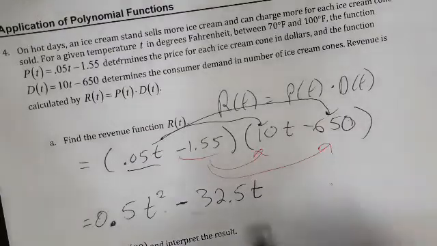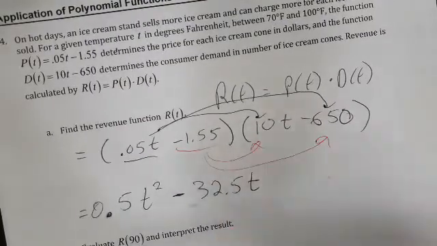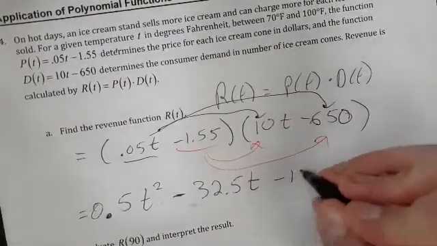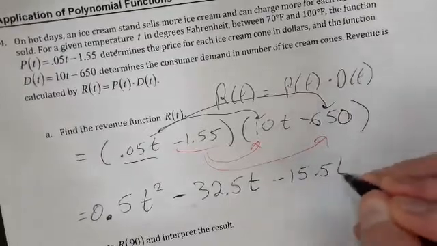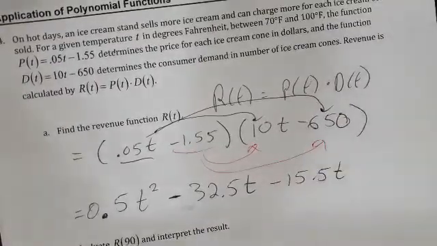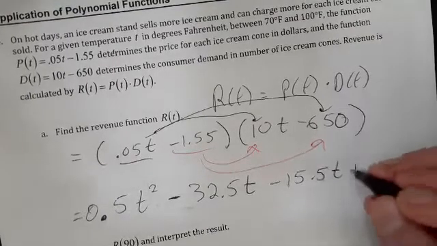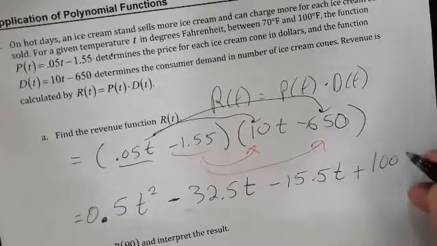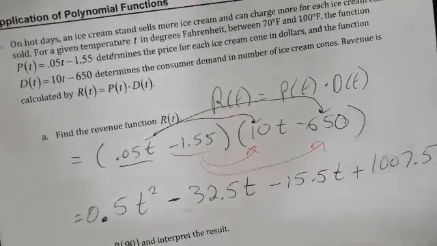The next thing I have is minus 1.55 times 10 is going to be minus 15.5, and this guy has a T attached to it. And the last thing is minus 1.55 times a minus 650. So overall, this should be positive. And this is going to be 1007.5.